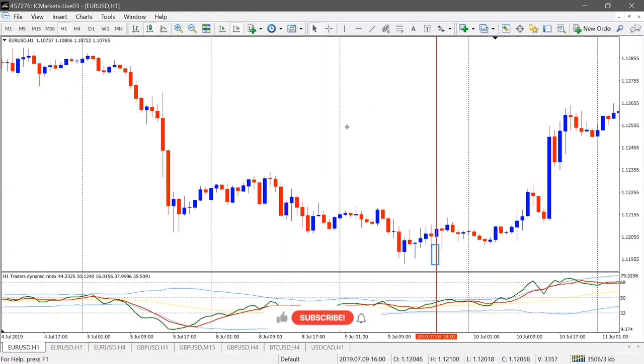Let me remove this line so you see it. You can see this is more like a hammer, but we can still consider it as a doji. You can see the body, that is, sellers once pushed this price right to this place. Then buyers came, they pushed it up and it closed with a small body.